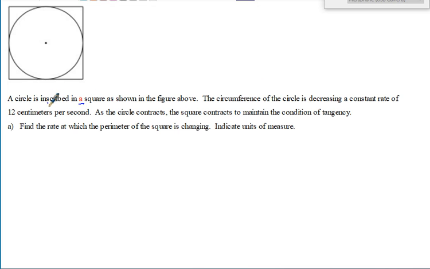So it says a circle is inscribed in a square, as shown in the figure above. And then it tells you the circumference of the circle is decreasing at a constant rate of 12 centimeters per second. So, since it's decreasing, that tells us it's a negative rate. And in this case, it's giving us the rate of change of circumference, so that's dC/dt would equal negative 12. So that's the rate we know.